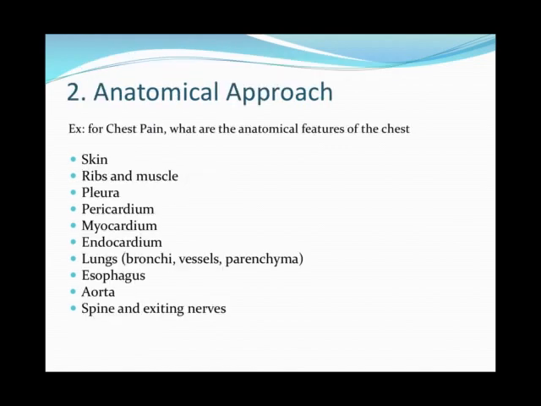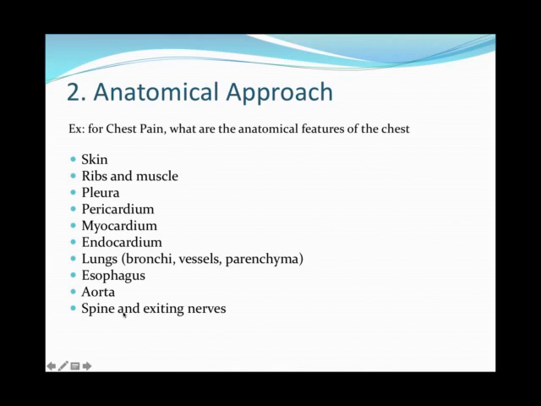Another way to do this is the anatomical approach. Example for chest pain. What are the anatomical features in the chest? If someone's having chest pain, there's the skin, there's ribs and muscle, there's the pleura, pericardium, myocardium, endocardium, the lungs and all the different parts of the lungs, and esophagus, aorta, spine, and exiting nerves.